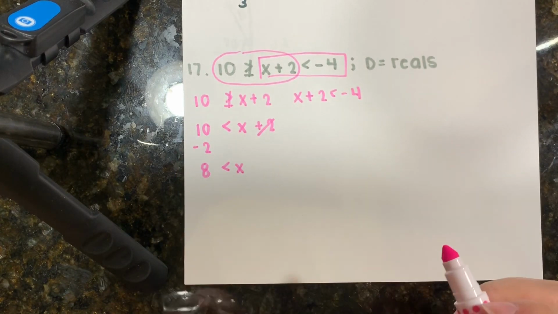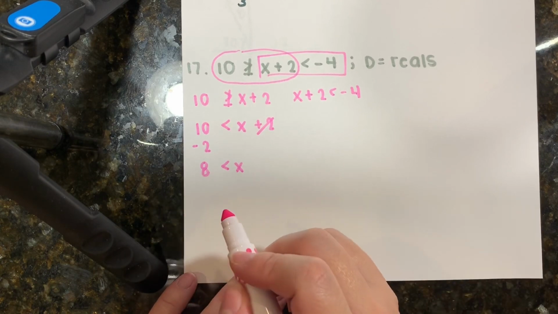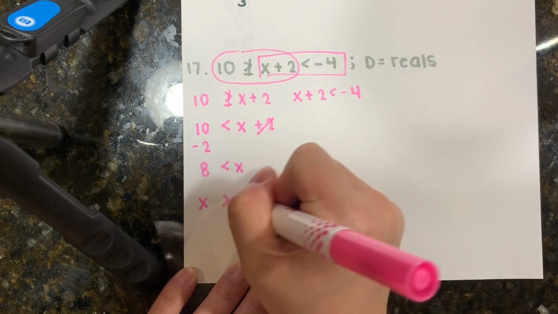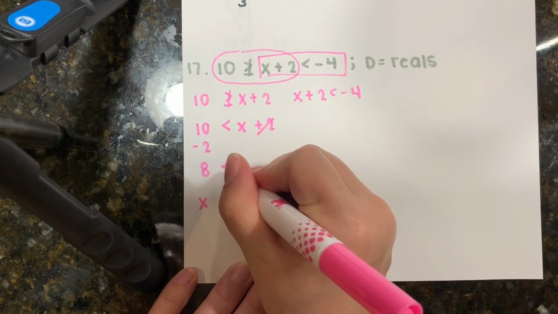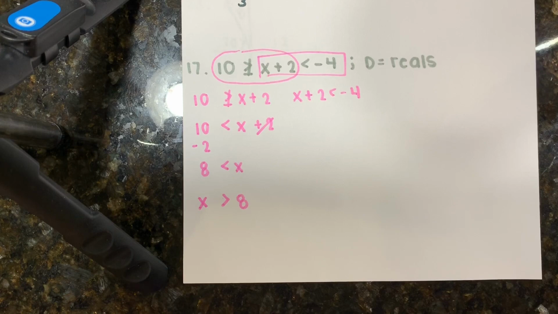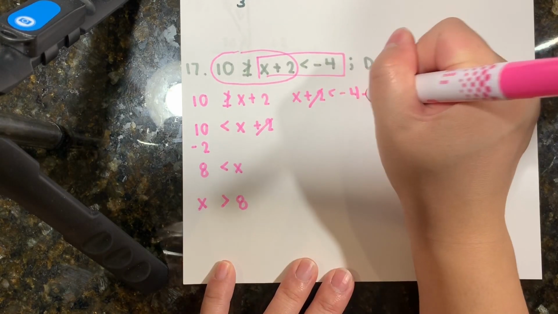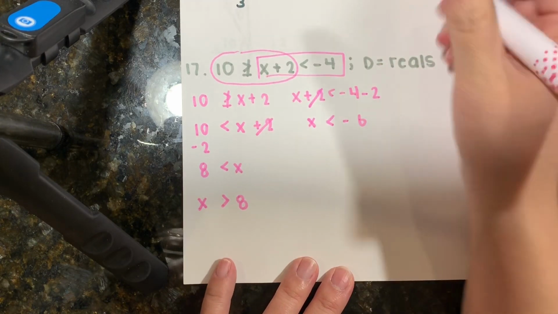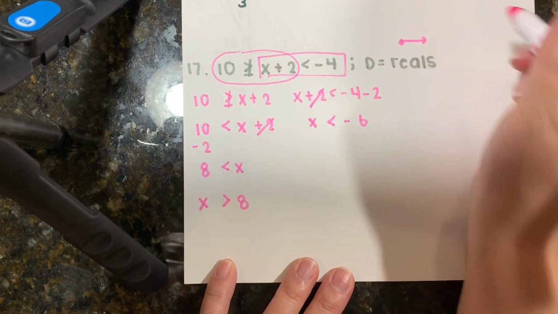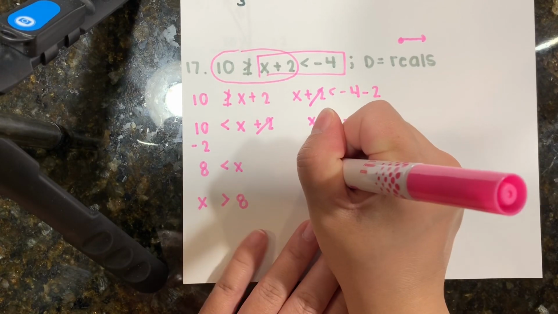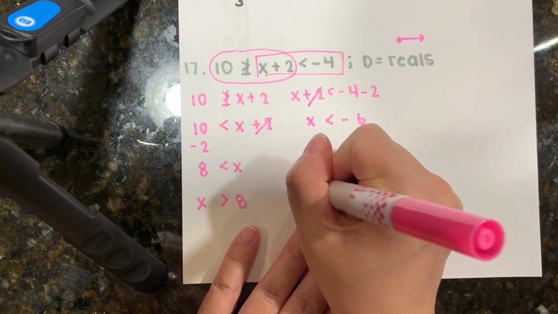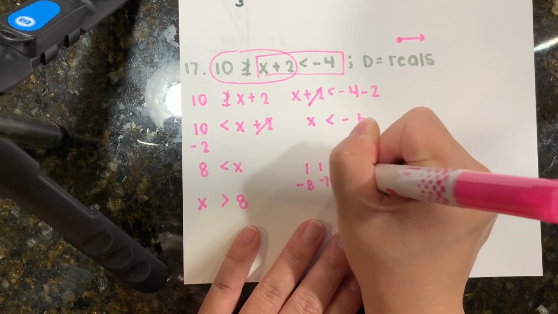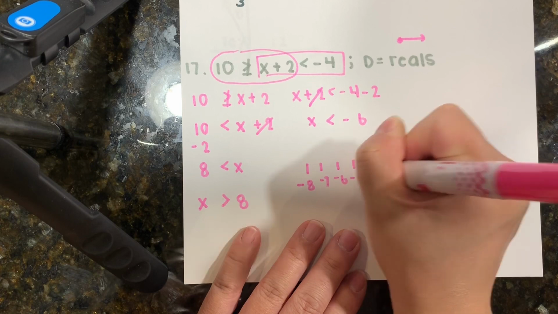Now I want to always have the x on the left side. So I do need to completely mirror this. I'm not going to change anything else about it. Everything just flips. So the x goes to this side, this flips, 8 goes to the other side. And then for this one, I'm going to move the 2 to the other side. So I have x is less than -6. And this is going to be a dot with a line. And I'm going to start by creating my diagram. So this would be -8, -7, -6, -5, -4.